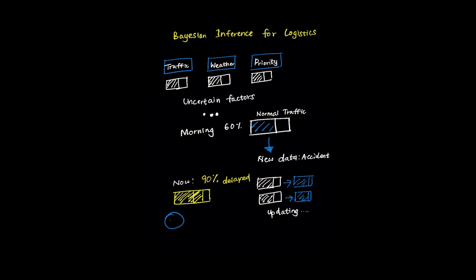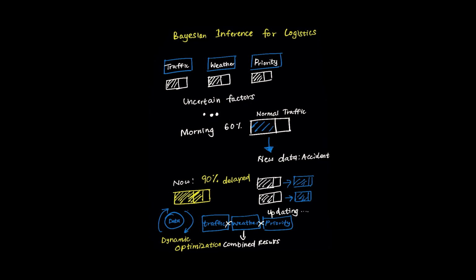90%. Unlike deterministic planning that assumes fixed conditions, or simple rules that can't adapt, Bayesian systems continuously refine their understanding. They calculate the most probable scenarios by combining all uncertain factors, enabling dynamic route optimization that adapts to changing conditions throughout the day.